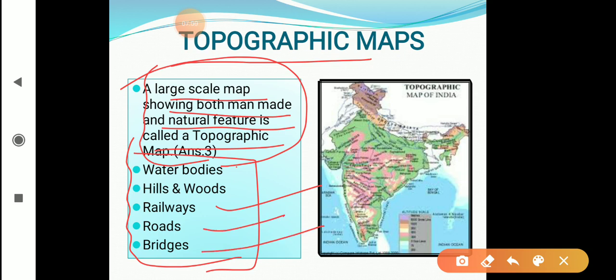In India, topographic maps are prepared by the Survey of India. These maps are drawn using any of certain chosen scales.